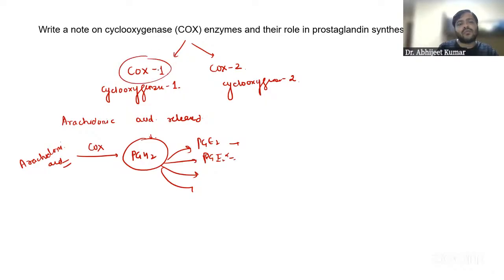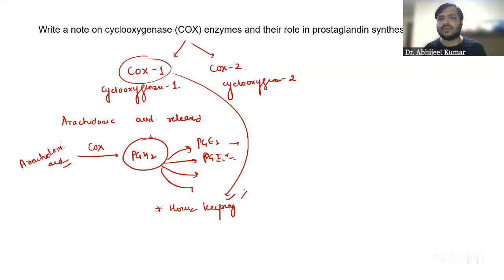COX-1, remember always that it's a housekeeping enzyme. It is active all the time, just like your mother, right? The homemakers or the housewives, they are active all the time. So it is also a housekeeping enzyme. This housekeeping enzyme basically helps in maintaining the homeostasis of the body. Okay.